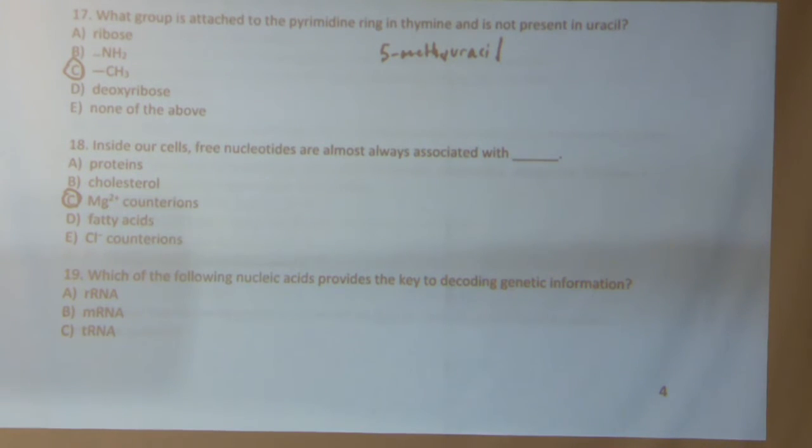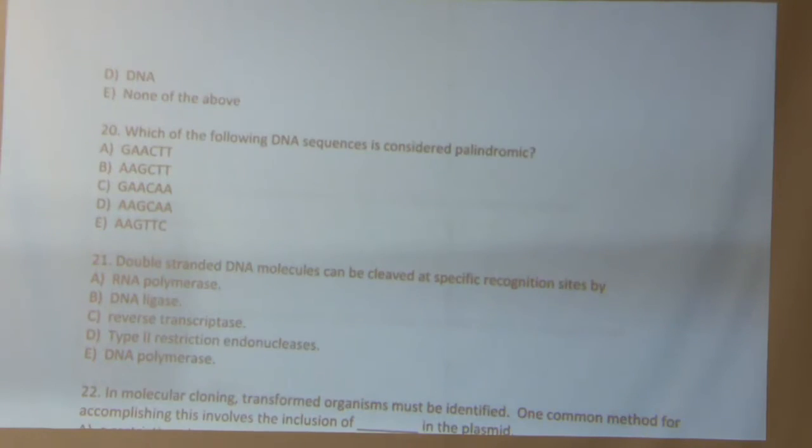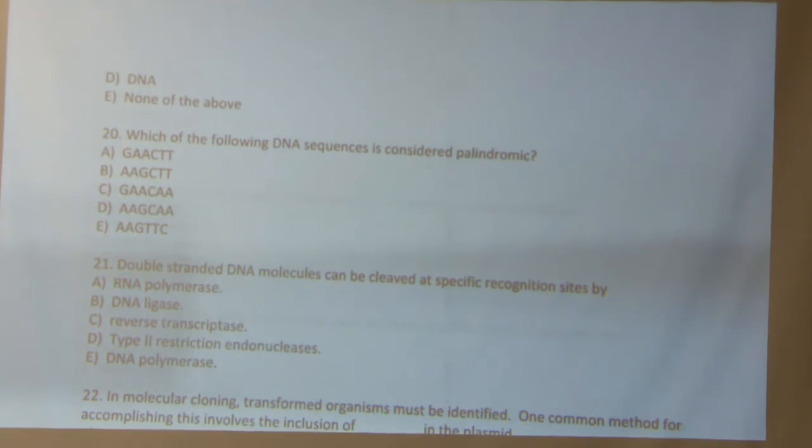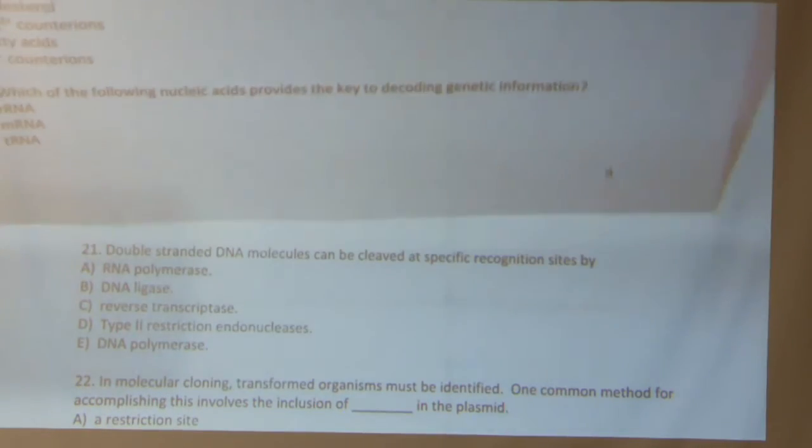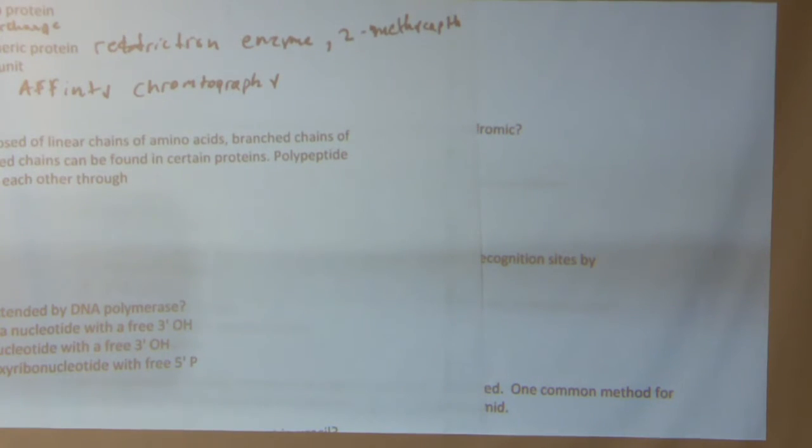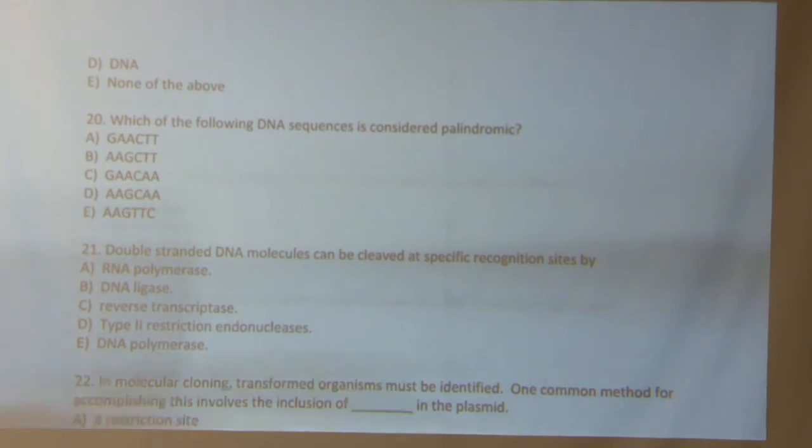No? Okay, 19. Which of the following nucleic acids provides the key to decoding genetic information? A, rRNA, B, mRNA, C, tRNA, D, DNA, or E, none of the above? A? Why would it be A? Okay, that's a good guess. Does anyone else have any other choices? DNA? Why would it be DNA?